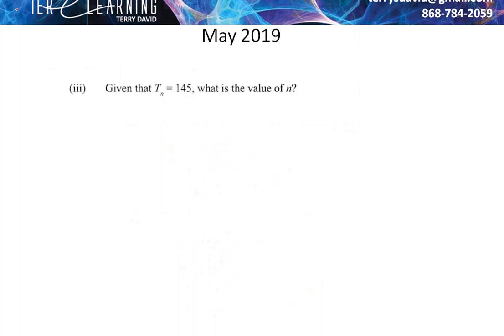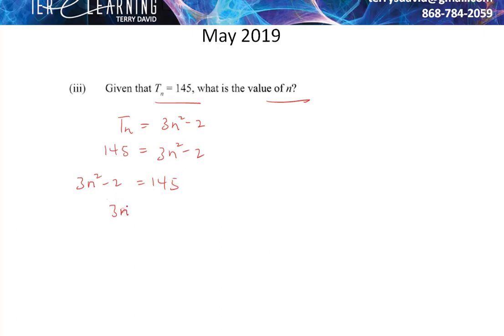This one here now, they told us that Tn is 145. Find the value of n. Now you know what the formula is. Tn is equal to 3n squared minus 2. And they told us what Tn is. Tn is 145. So 145 is equal to 3n squared minus 2. So therefore, I like to work the equation like this. So 3n squared minus 2 is equal to 145.